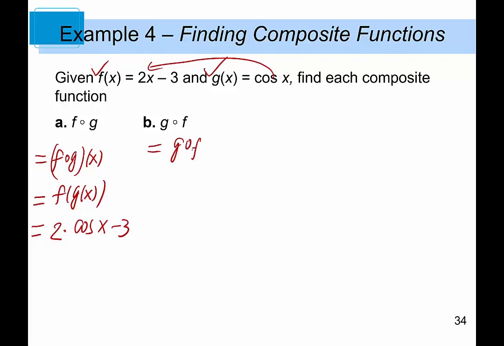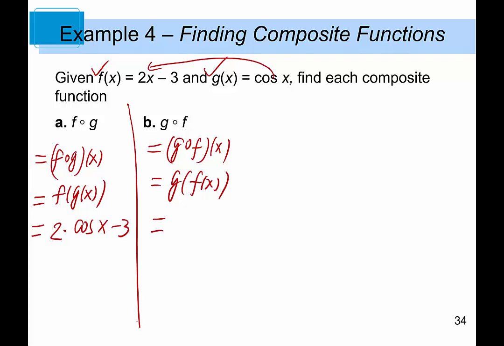Okay. Part b is g composite f, so g of f of x. Basically, replace x here with 2x minus 3. So we have cosine of 2x minus 3.